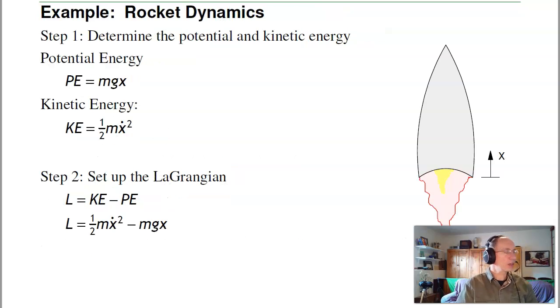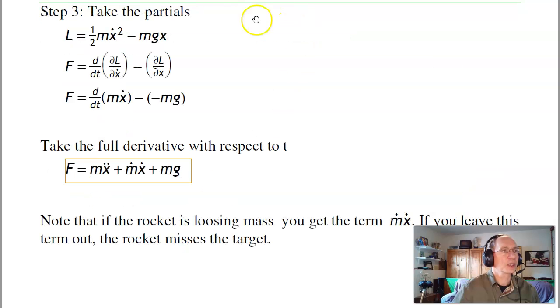So to start out, let's go through a simple example. Let's find the dynamics of a rocket. If I have a rocket launching into space, the potential energy is mgx, where x is the height it goes up. The kinetic energy is 1/2 mv squared, or 1/2 m x dot squared. So the Lagrangian is just the difference: kinetic energy minus potential energy, 1/2 m x dot squared minus mgx. Okay, so far so good.